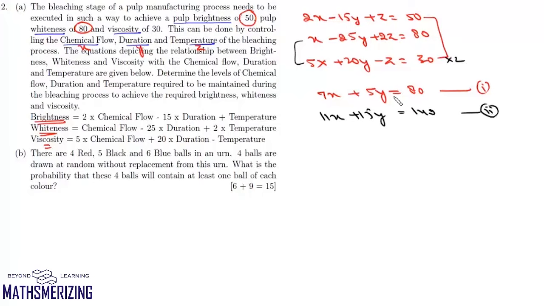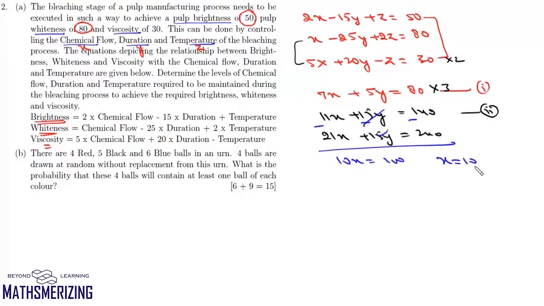Now we need to eliminate y, so we'll multiply the first with 3, so we'll get 21x plus 15y equals 240. Now we'll subtract this. 15y will cancel, we'll get 10x equals 100. So the value of x should be 10. So the value of x is 10.